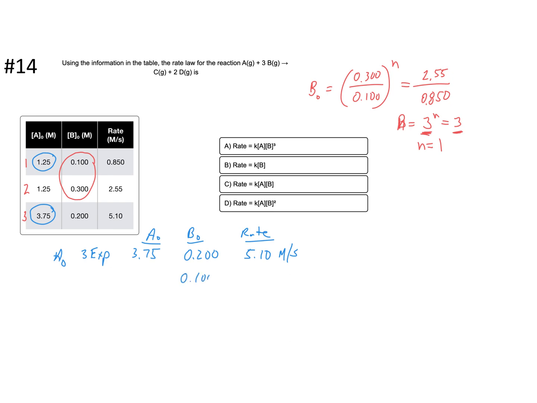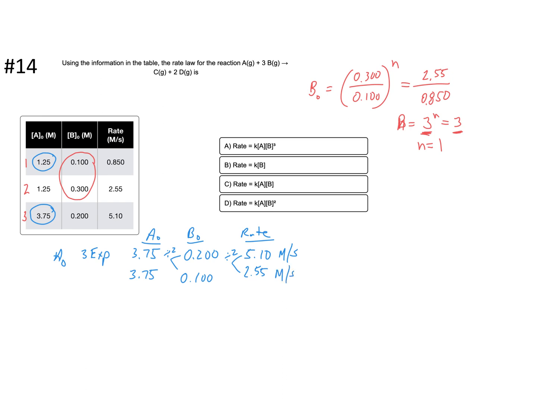So we know this is a first order reaction though with respect to B, which means if I cut the concentration of B in half, I want to keep A constant. But because it's first order, if I cut the concentration of B in half, that should cut the rate of the reaction in half. So I'm going to divide this by 2 as well, because I divided this by 2. So 5.1 comes out to be 2.55 molar per second.